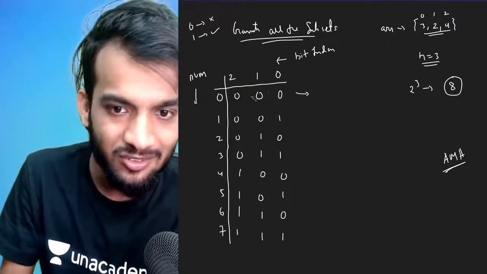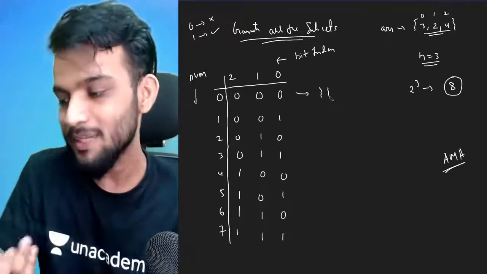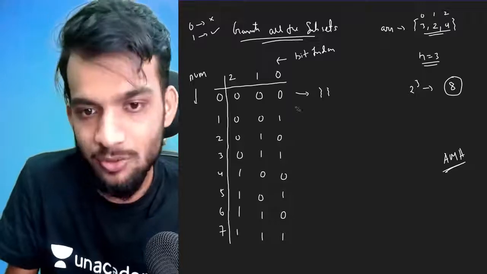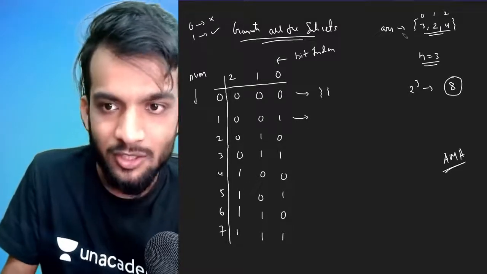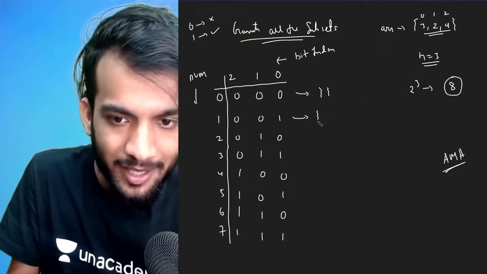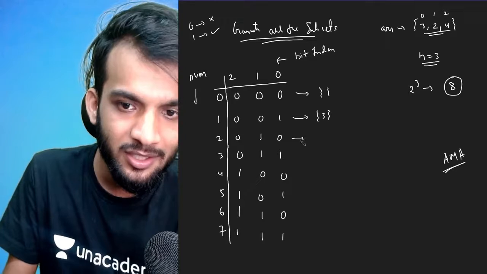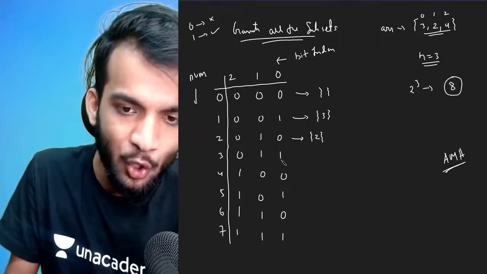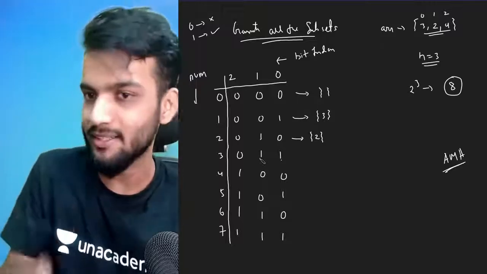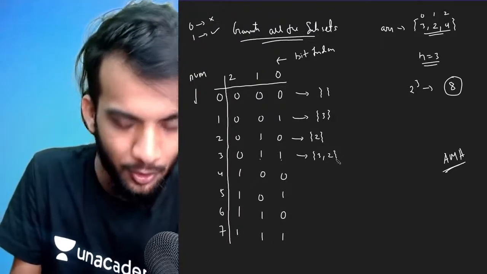So it says you'll take no one. So this is an empty subset. Okay, next, this one will be 0 bit is set. So you'll take the 0th element. So this becomes 3. This says first bit is set. So you'll take the first index guy, that's 2. This says 0 as well as the first index is set. So you'll take the subsets 3, 2.